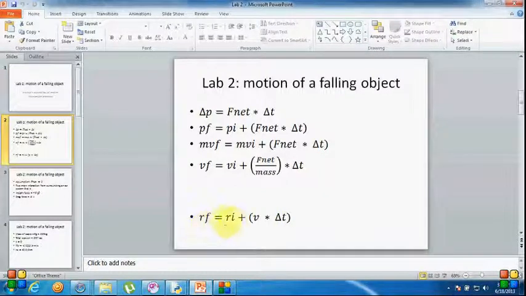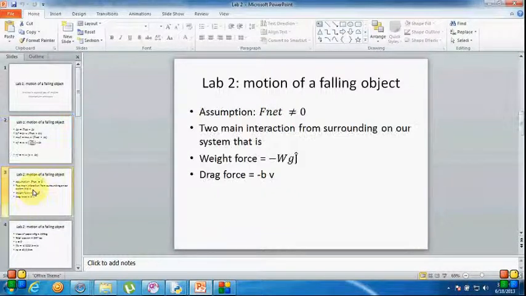The final position is equal to initial position plus velocity multiplied by delta t. For the motion of a falling object, the main assumption is that F net is not equal to 0 due to the main interaction from the surroundings on our system, that is the weight force and the drag force.